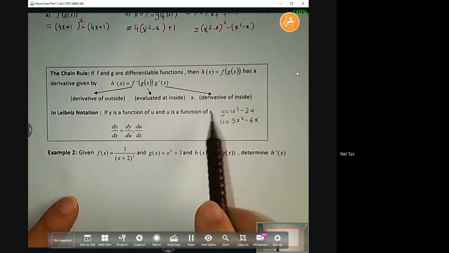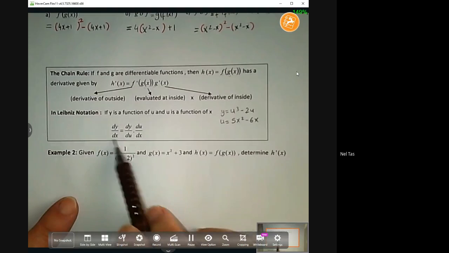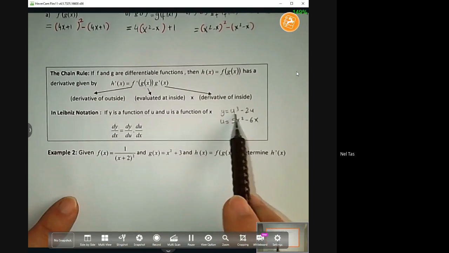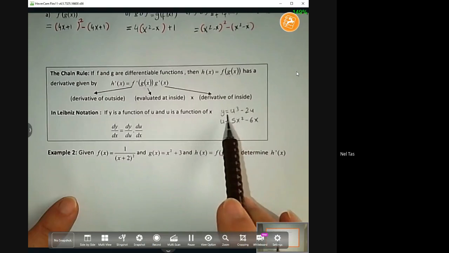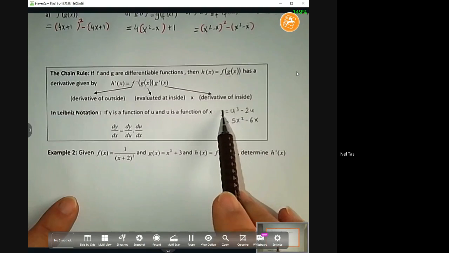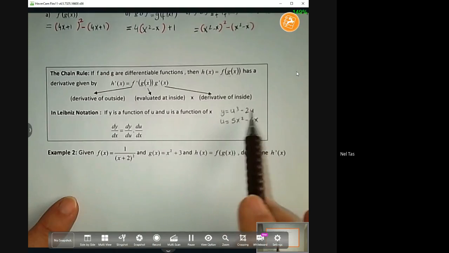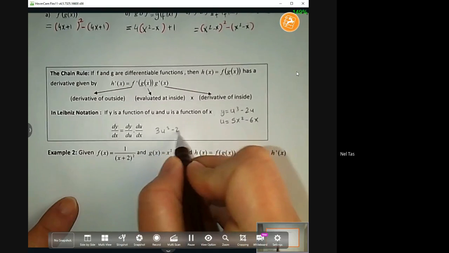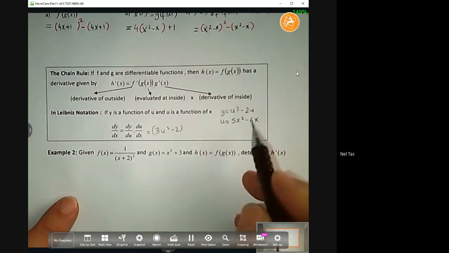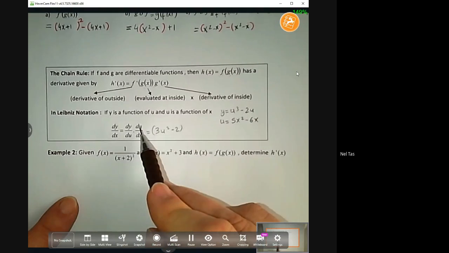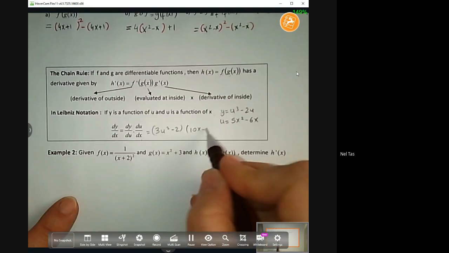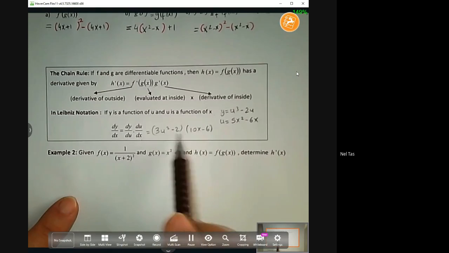If you need to take the derivative of y relative to x, which is dy by dx, you can do this. You take the derivative of y relative to u, which in this case is 3u squared minus 2, and you multiply it by the derivative of u relative to x, 10x minus 6. So you end up with two different variables.